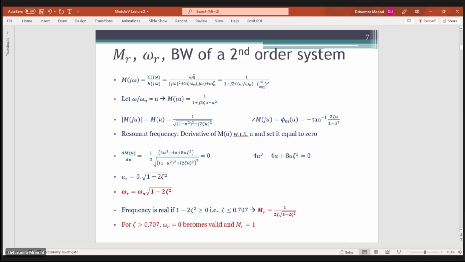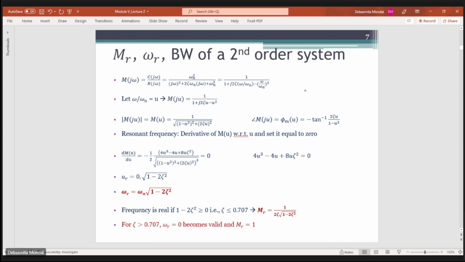So now let's try to find out what would be the values of the resonant peak, resonant frequency and bandwidth of a second order system. Okay. So the moment you are given a second order system, you can write that the transfer function of the second order system would be in a generic form. It will be expressed like this, right?